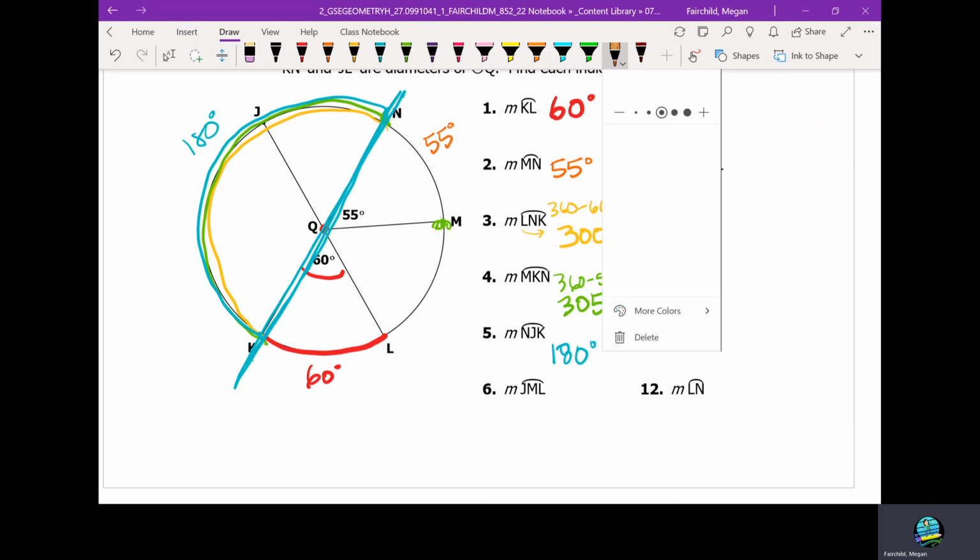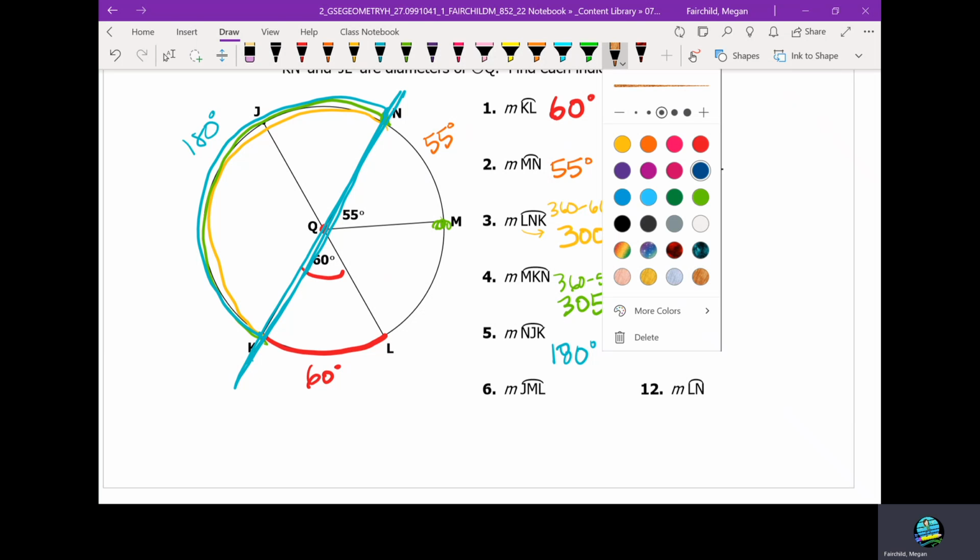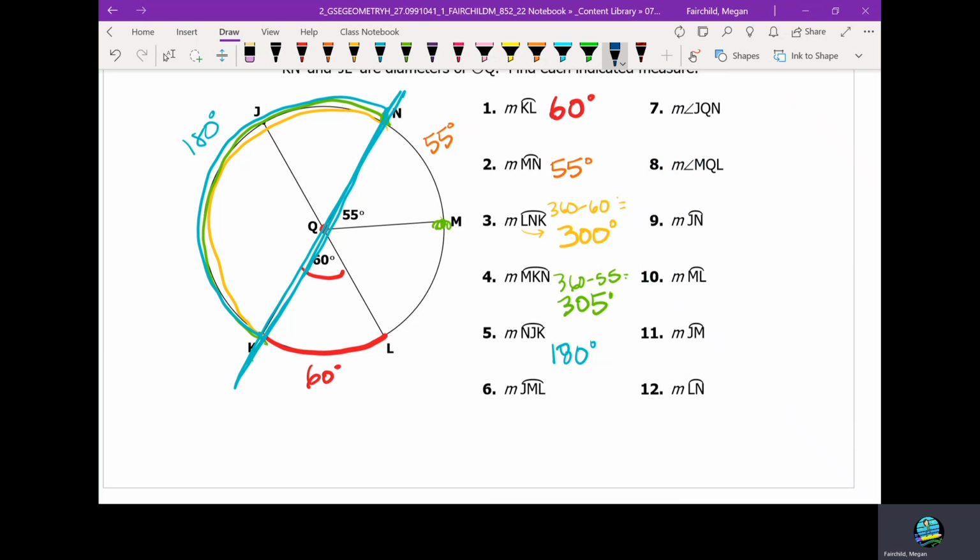All right, arc JML. Let's see, J to M to L. That looks like another 180 degrees.